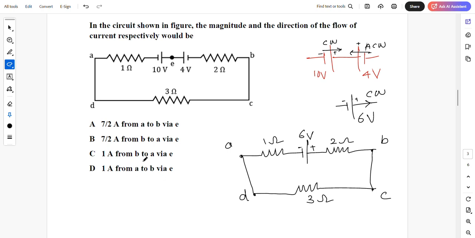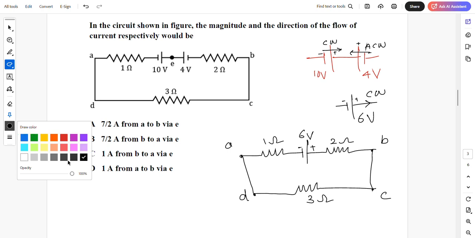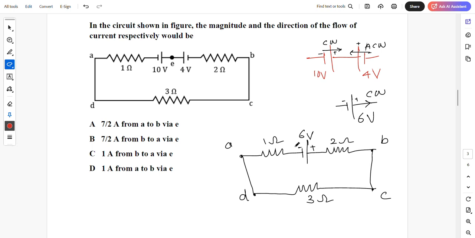The other options are 1 ampere from B to A, and 1 ampere from A to B. We are sure the current will flow from A to B, clockwise. Current will definitely flow like this only. Now, how much is the total current in this loop?